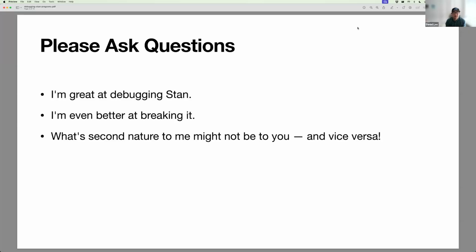I'm pretty good at debugging Stan. I'm actually really good at breaking it. I can make Stan do bad things really easily. I've been working on Stan since the very beginning, so what's second nature to me might not be second nature to you. What's really easy, what I've been staring at for many years, might be new. So please speak up. And if you've seen it a bunch of times, we can skip over it and go on to something else.